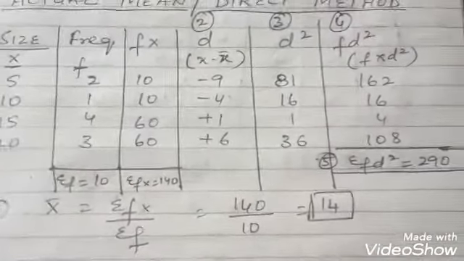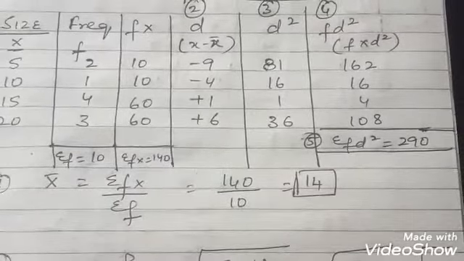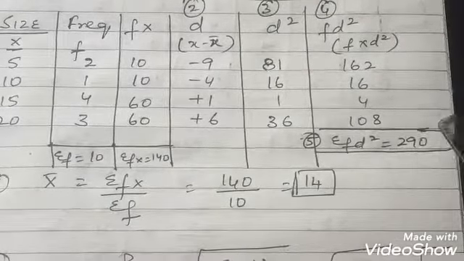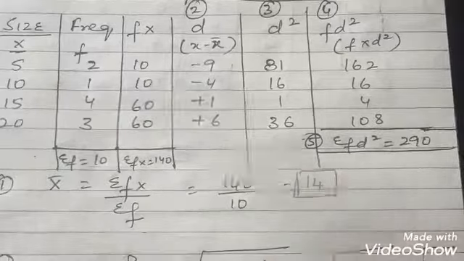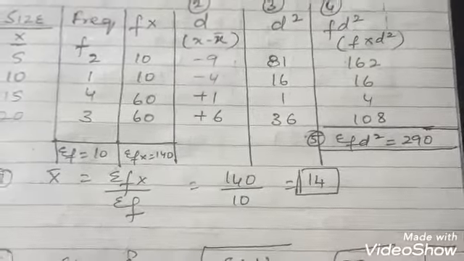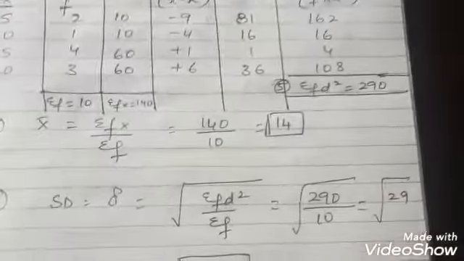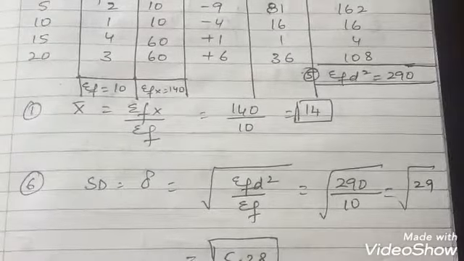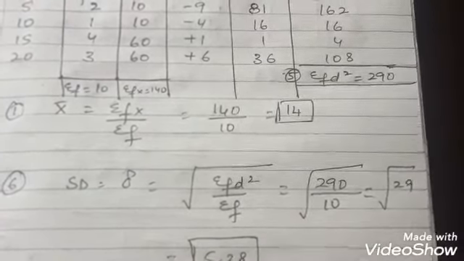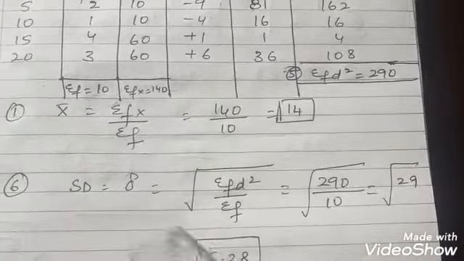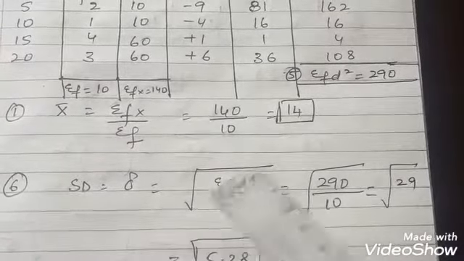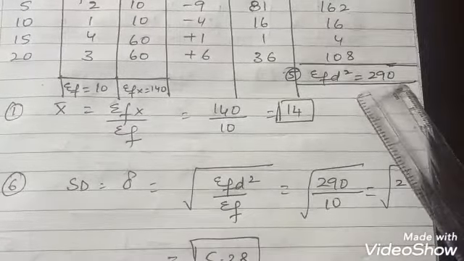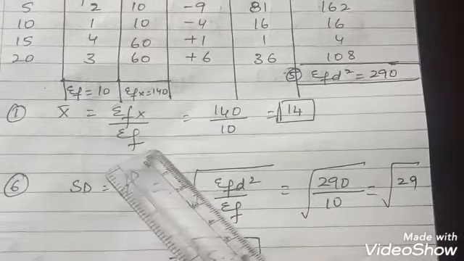And the next step is, we have the summation of fd square. And we already have the summation of frequency. Now we put the entire values that we've computed into the formula. The formula is like this, right? Sigma is equal to under root of summation fd square, that is 290, upon sigma f.